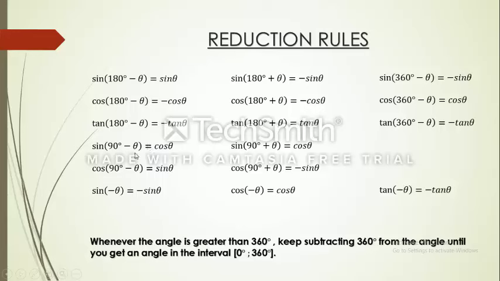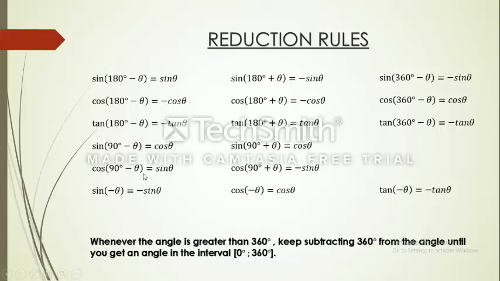Sine 90 degrees has a different effect. Sine 90 degrees minus theta is positive cos, and sine 90 degrees plus theta is also positive cos. As you know, sine 90 minus theta is in the first quadrant, and we know that cos is positive. And sine 90 plus theta is in the second quadrant, and cos is also positive there.